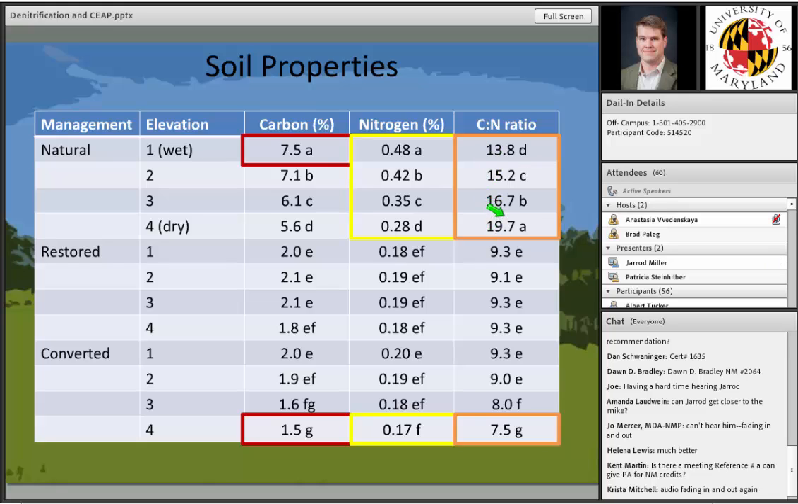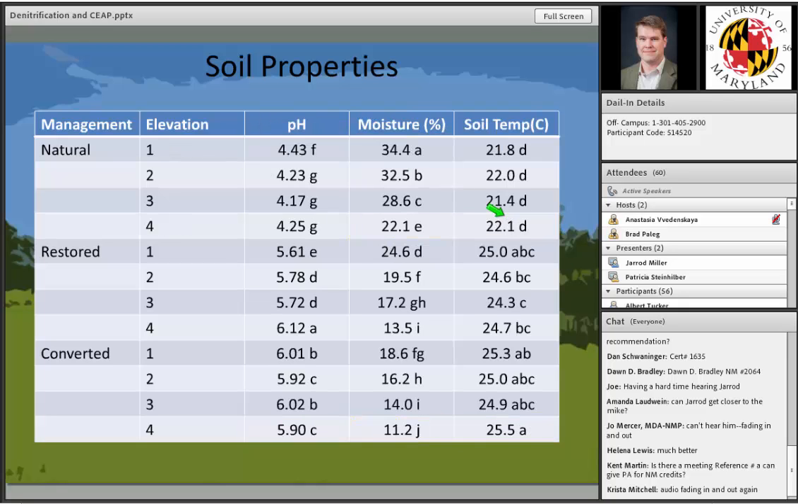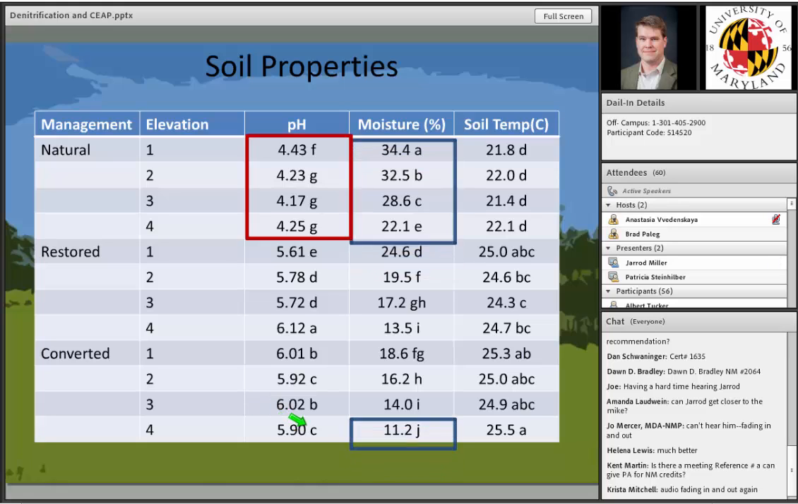pH follows what you'd expect. You're in a forested system. You have lower pHs due to those organic acids. You have your higher pHs down here in the converted where it's going to receive lime. Same thing with moisture. Your wettest point is the lowest spot in the natural. Your driest point is the upper edge of that converted.